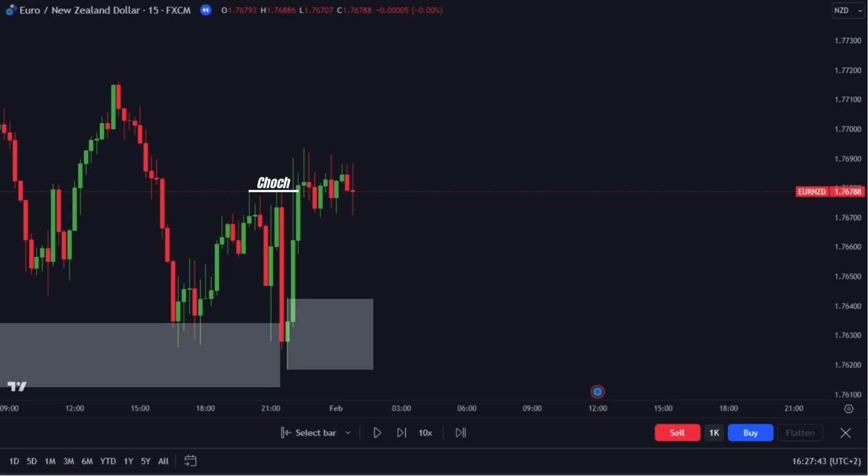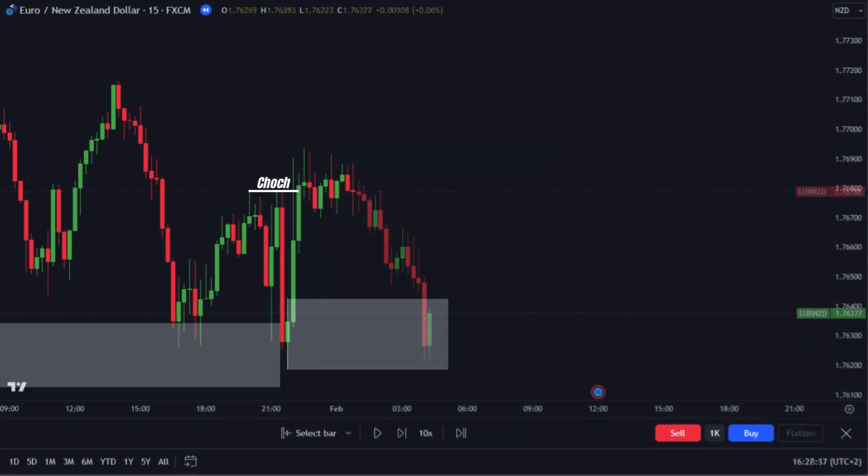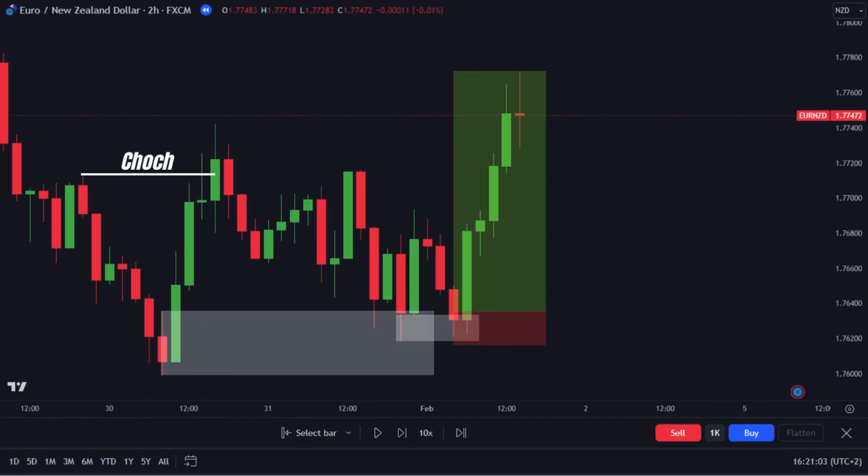Next, we identify a lower timeframe demand zone that must also be within the discount pricing of the internal structure. We then wait for the price to pull back and retest this demand zone. At this point, we execute our buy orders, targeting levels above the major swing high. Transitioning back to our higher timeframe, we can see that the price has reached our target.